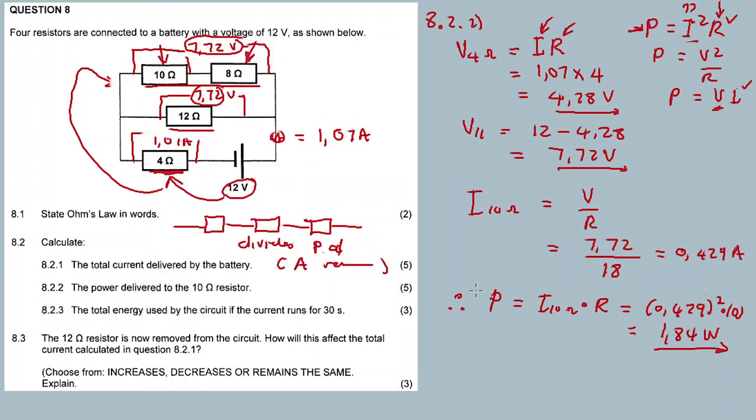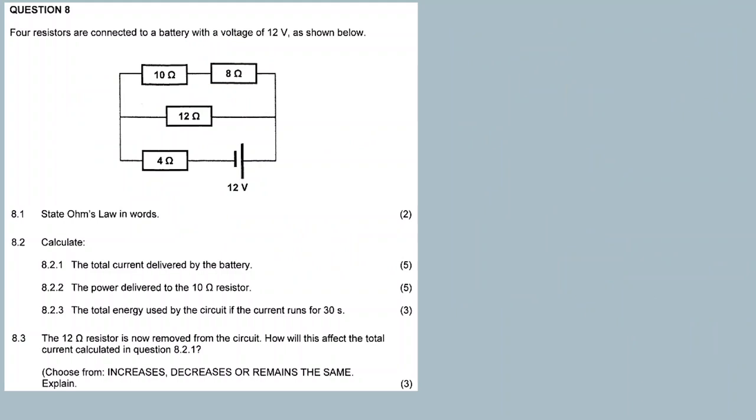Alright, now question 8.2.3. They want the total energy used by the circuit if the current runs for 30 seconds. Okay, this one is easy. You just need to know the formula. Your answer should be in joules. The work done or the energy is equal to V times I times the change in time. This formula is found at the back of the exam paper, on the formula sheet.